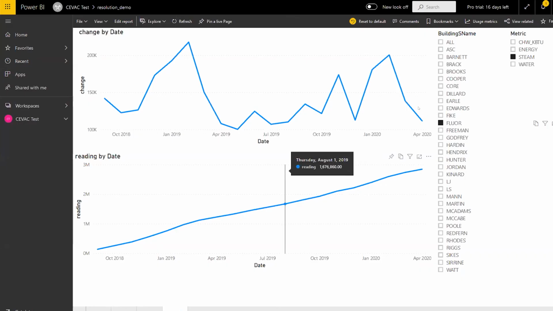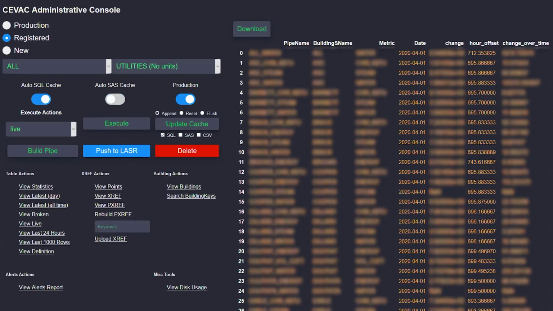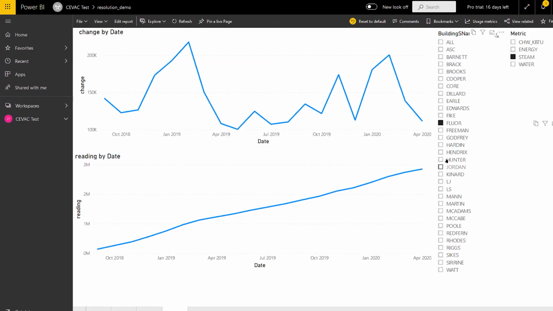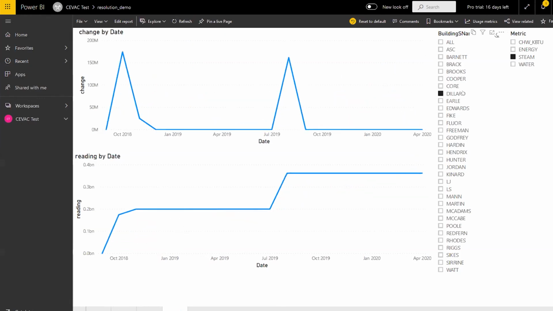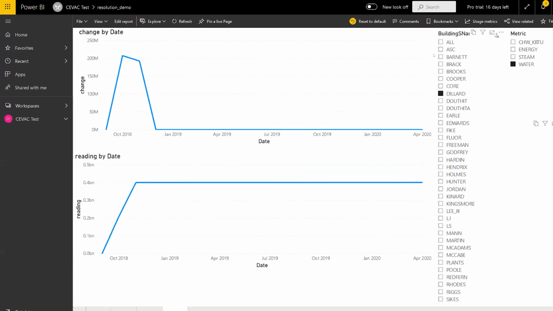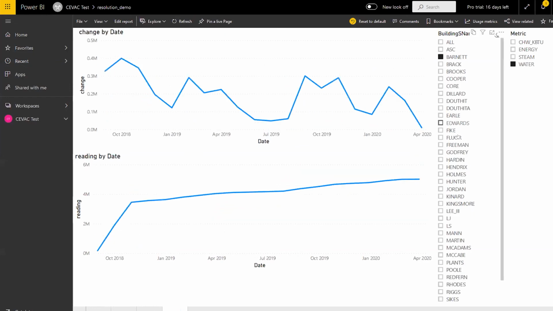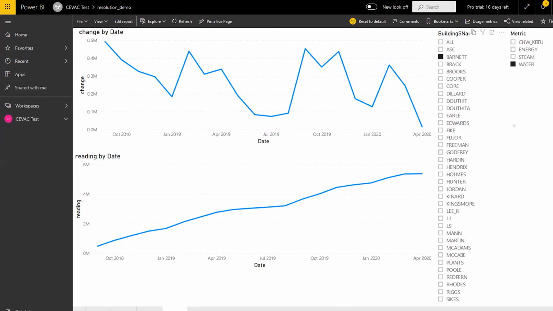This is a little bit more visual, a way to visualize this data set. This gives us that huge big picture building level monitoring capabilities that we need. So for example, if I look at, I don't know, I guess water usage in Barnett, we can see the bottom one is the total meter reading accounted for rollover, and then the above one is the month-to-month change.